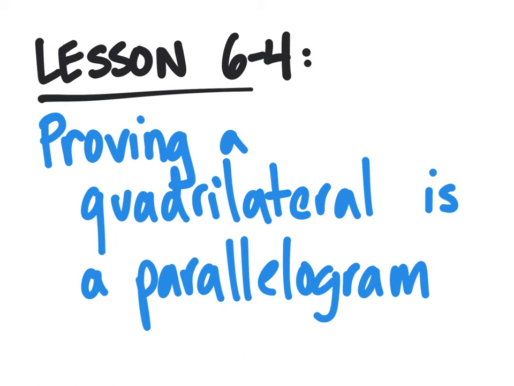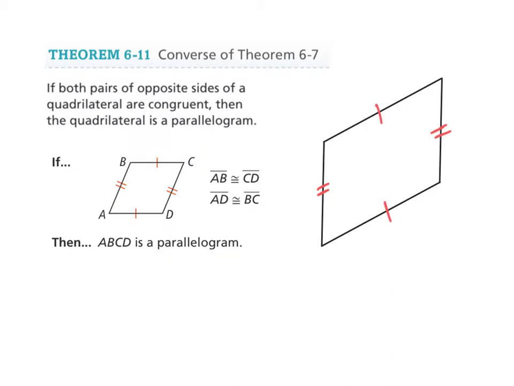So let's go ahead and take a look at the first way we're going to do that. And that's going to be using this theorem, which is actually the converse of a theorem that we learned previously. Remember, we learned a theorem previously that says if a quadrilateral is a parallelogram, then its opposite sides, both pairs of opposite sides, will be congruent, right? So this is the converse of that, meaning that we're going to take that statement and we're going to switch it around. Instead of saying if it's a parallelogram, then its opposite sides are congruent, we're going to say that if its opposite sides are congruent, then it must be a parallelogram.